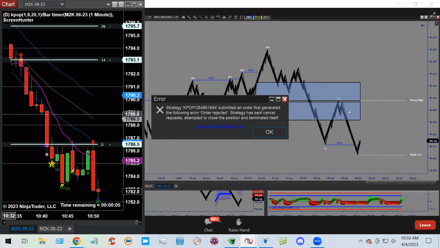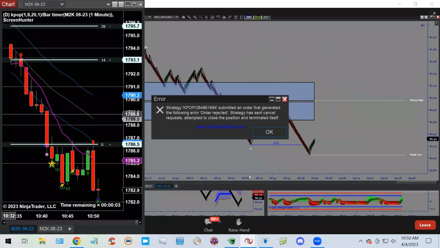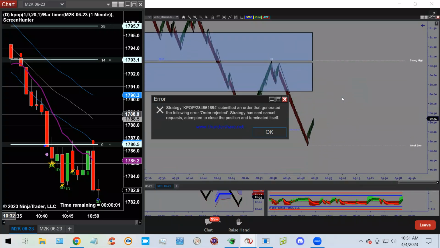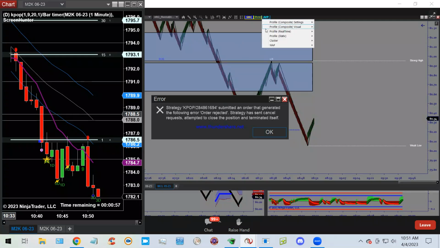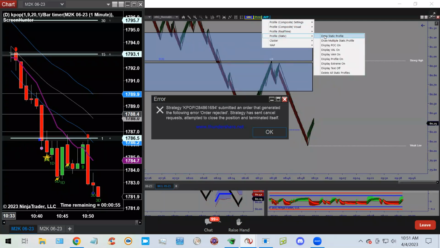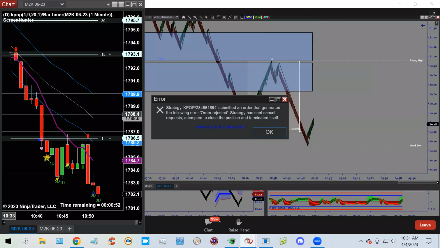You have stacked resistance here. And we have a boss break that came out of that resistance level. So we have an opportunity to plan the boss break.